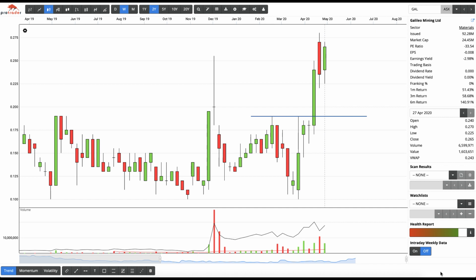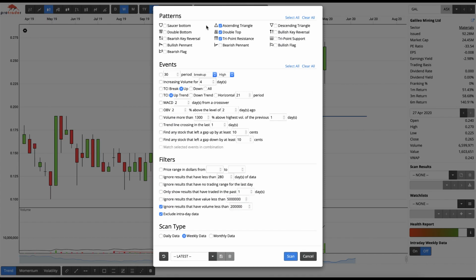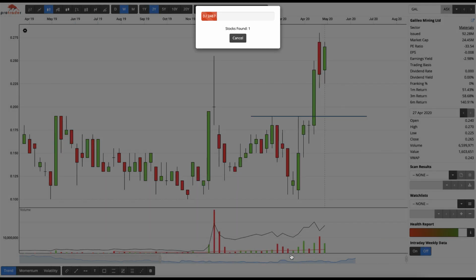So I just wanted to show one of my favorite scans that I do on a regular basis. When you go up to the search function here and press scan for patterns and pattern events, I simply click these three boxes: the ascending triangle, the double top, and the tri-point resistance boxes. I do them on daily data, but for this video, I'm just going to show it on weekly data. I have it set here in my favorites, so it's easy to press. Then I press scan.